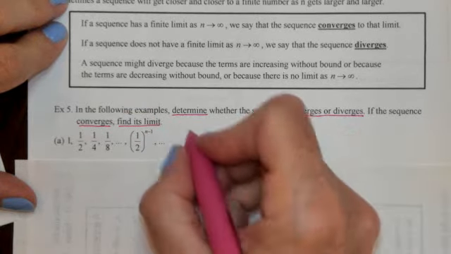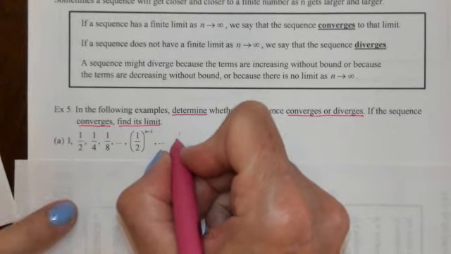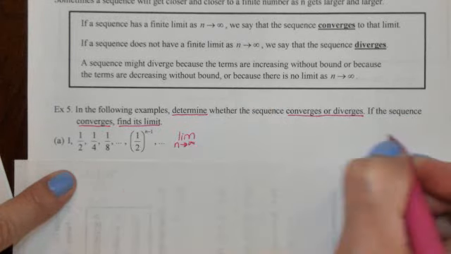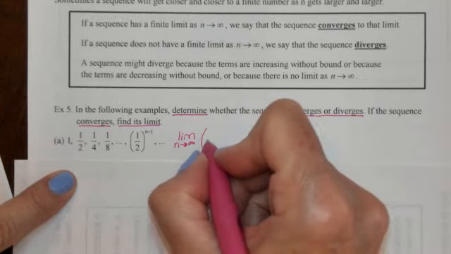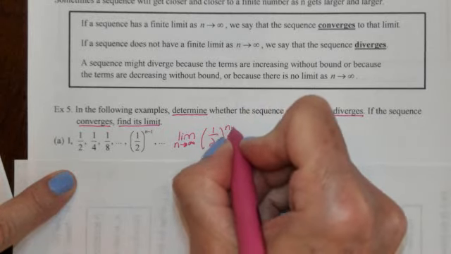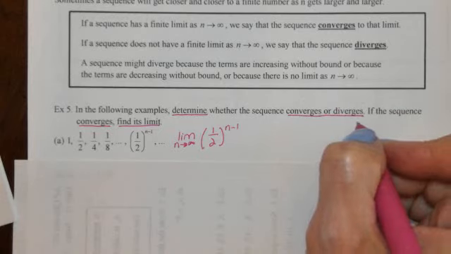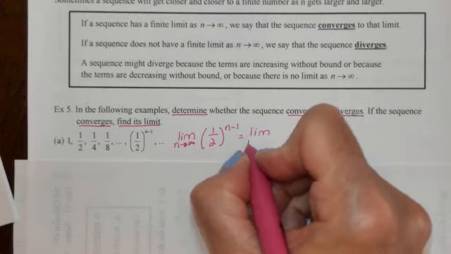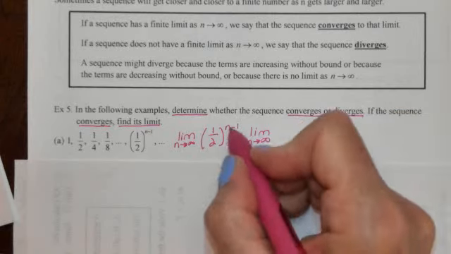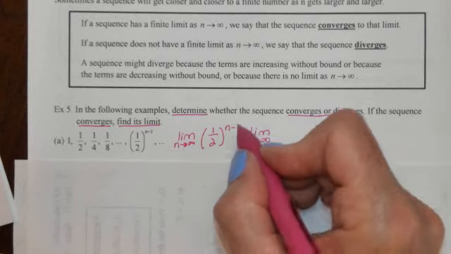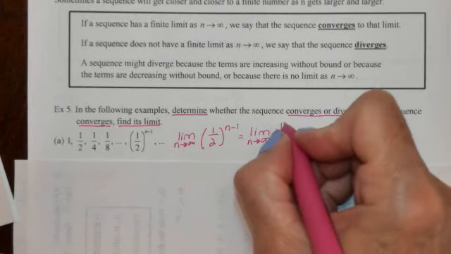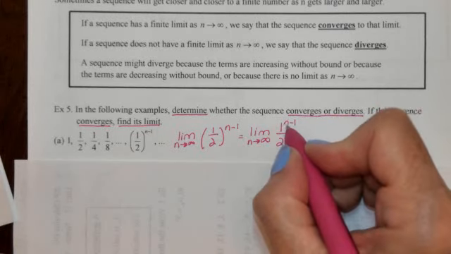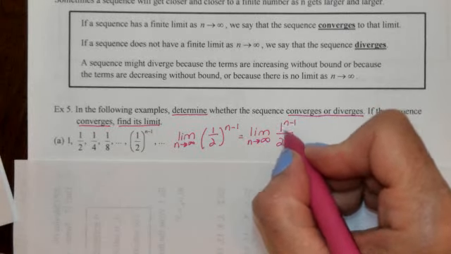Okay? So in this problem, we're finding the limit as n goes to infinity of the a sub n term, 1/2 to the n minus 1. Okay? So we know we can apply an exponent rule. So 1/2 to the n minus 1 means 1 to the n minus 1 divided by 2 to the n minus 1. But 1 to the n minus 1 is just 1, right?